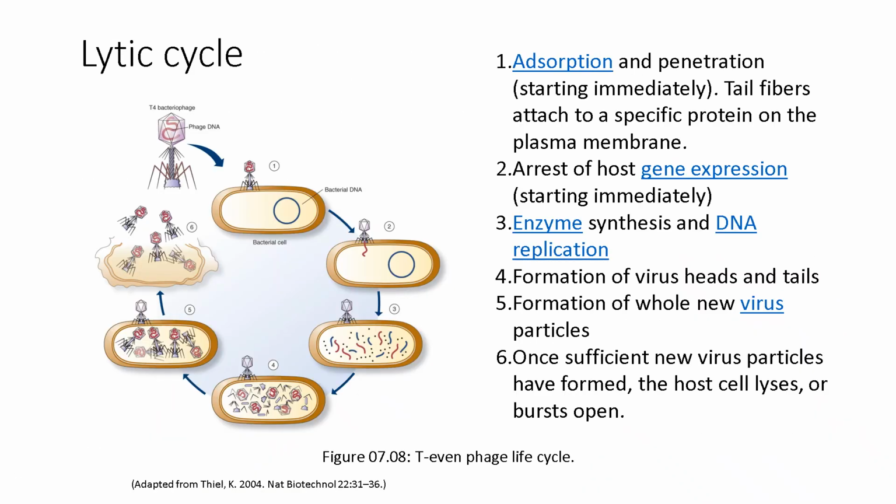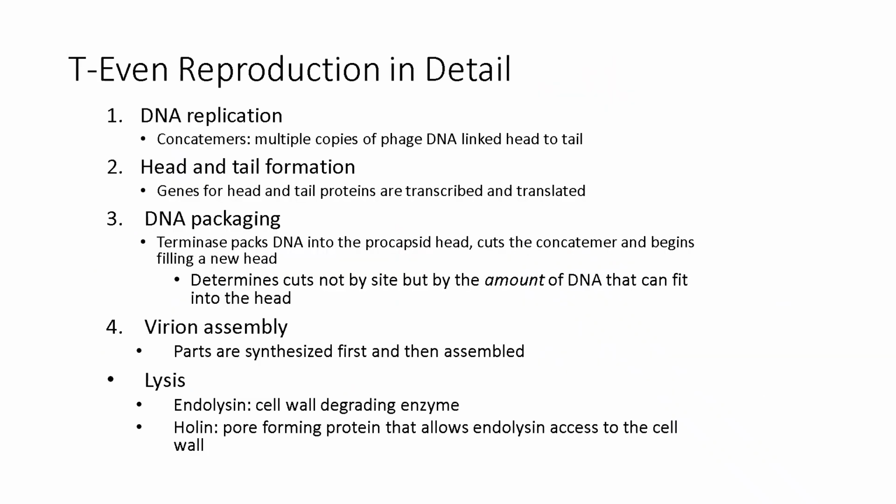The lytic cycle of T-even phages begins with adsorption and DNA injection. This halts host gene expression, allowing phage genes to take over. Enzymes are produced, DNA is replicated, and new virus particles are assembled. Finally, the host cell bursts open, releasing the new virions. Let's look more closely at the T-even life cycle.